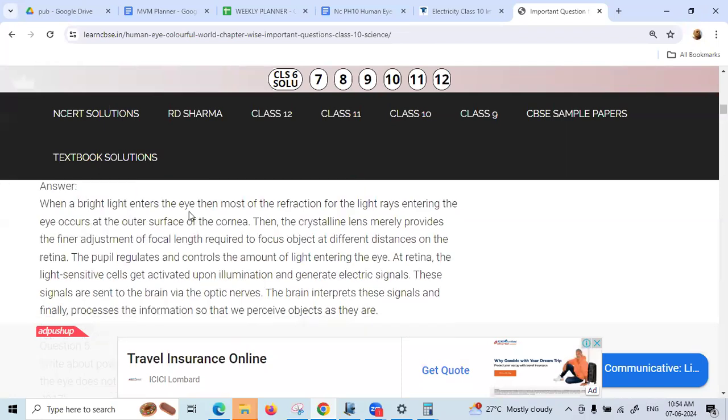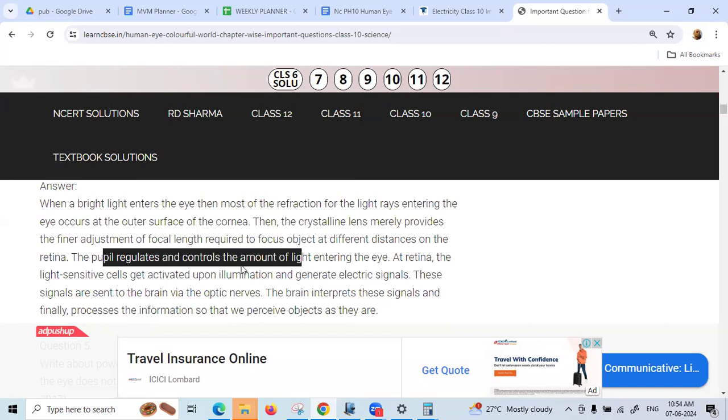When light enters the eye, most of the refraction occurs at the outer surface of the cornea. So the crystalline lens merely provides the minor adjustment of the focal length, from NCERT. Okay. Pupil regulates the amount of light. Actually, it should be iris.